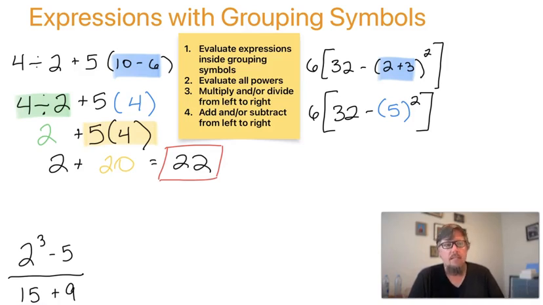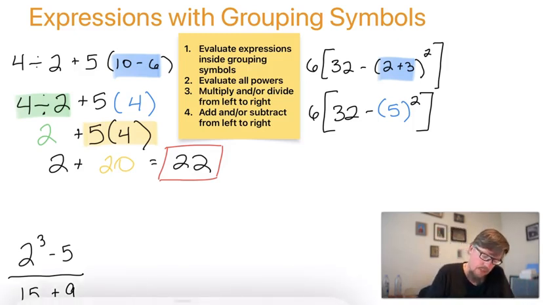So what comes next? Well, we still have a grouping symbol. We still have those brackets that are grouping those numbers together. And inside those brackets, we have two different operations. We have subtraction, 32 minus, and we have a power, 5 squared. Our order of operations says the power comes next, so that's what we're going to do. We're going to do 5 squared, which is 25. Everything else we're going to leave the same.